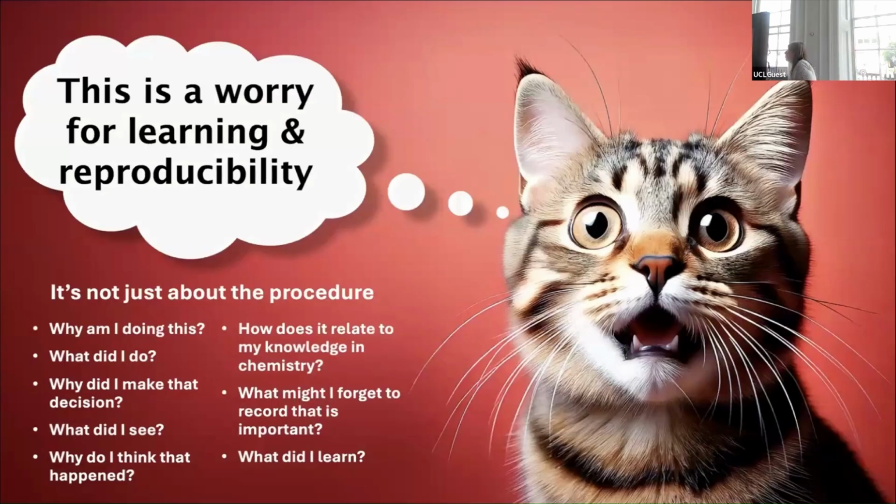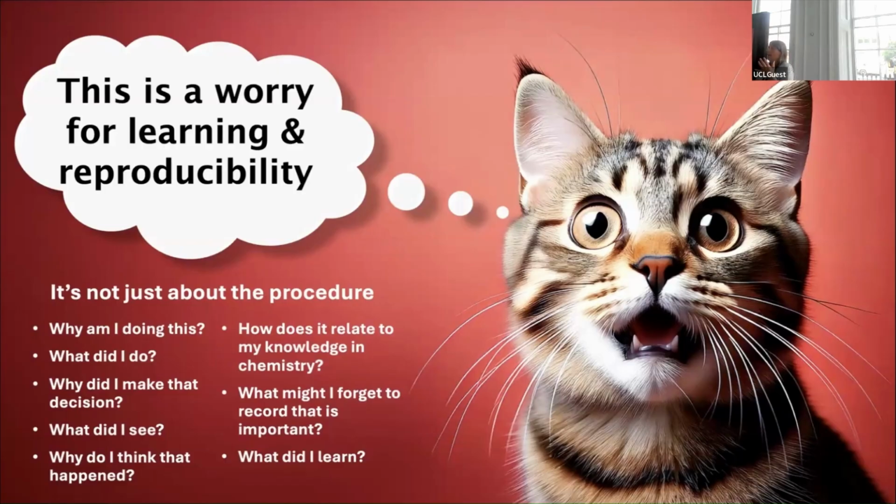So why is this a problem? Why should we worry about it? For students, if they're not capturing what they did, why they did it, what they saw, what went wrong, what differences, an explanation for why they did this instead of that, then they're not learning. If they go back to reference it later on, that information isn't there. And it's not there if you're sharing the method.